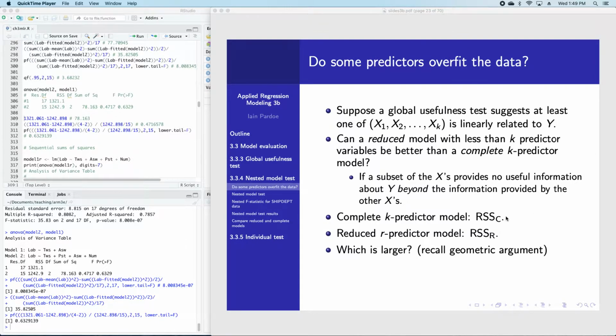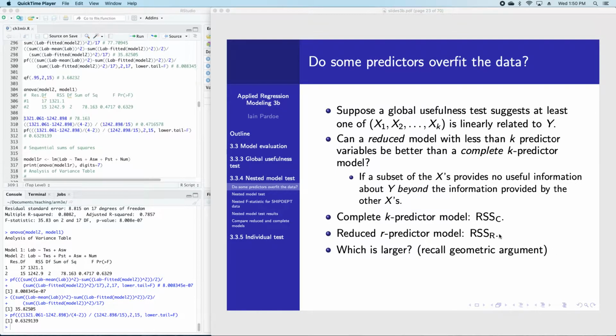So just some notation here. RSSC measures the residual sum of squares for the complete k-predictor model, whereas RSSR represents the residual sum of squares for the reduced r-predictor model. Let's pause for a second and ask ourselves which one of these two numbers will be larger. The hint I'm giving is to recall a geometric argument.